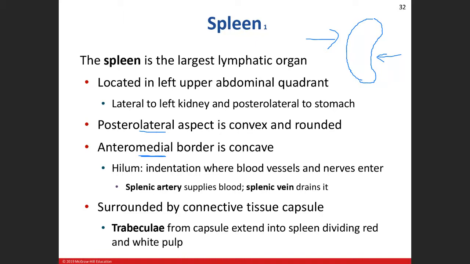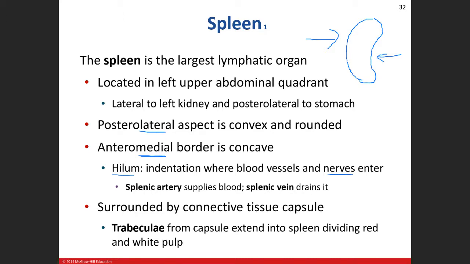That indentation we refer to as the hilum. That's where everything enters into or exits the spleen. The splenic artery enters into the spleen, the splenic vein exits, and we'll also have some nerves that enter there too. The spleen, similar to the kidney, has a capsule around it made of dense irregular connective tissue.